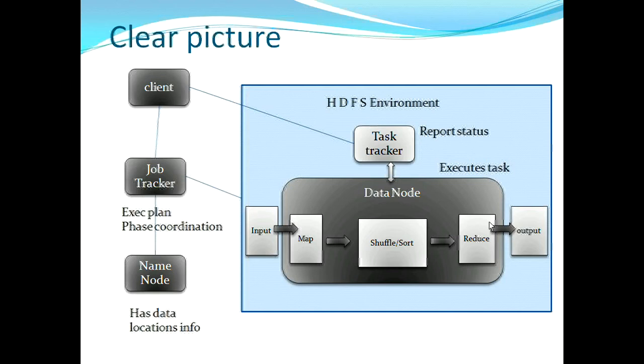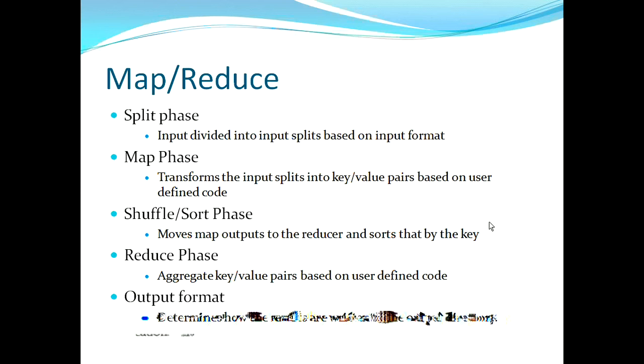Once all phases finish, the job tracker updates the status. These are the 7 important steps it has. Map reduce internals: it has a split phase, map phase, shuffle phase, reduce phase, and output format. Split phase: the input data is divided into input splits based on the input format. Input splits equate to map tasks, which all run in parallel. We can have thousands of mappers running. Input format describes how the files are passed into the map reduce pipeline.